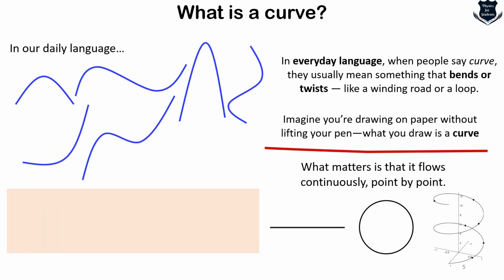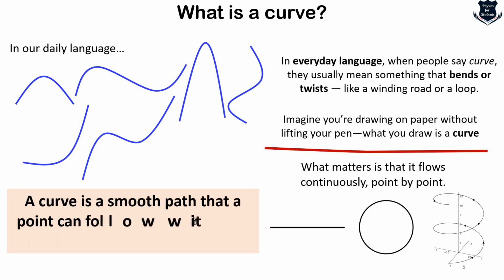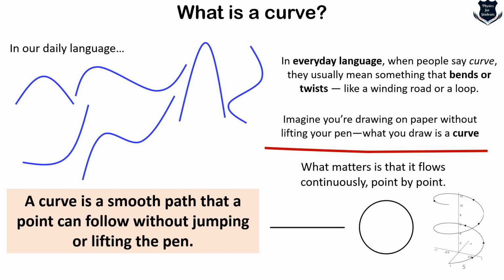So in the general sense, what we can say is that a curve is a smooth path that a point can follow without jumping or lifting your pen. So the word curve in math is more generic than in everyday speech. It includes all the possibilities, not just bends, because whenever we talk of a curve, we generally mean bending, but it is not so. What matters is that it is continuous and it follows from point to point.